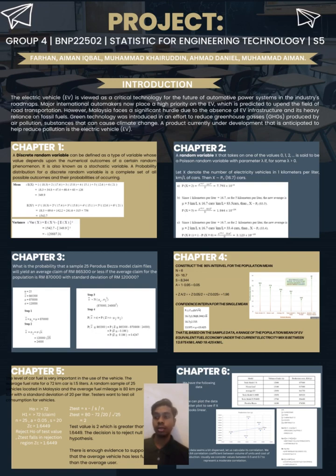For step 2, all the data that we get, we insert into the equation, and the result is that, based on the sample data, the range of the population mean of the EV equivalent fuel economy under the current electricity mix is between 13.975 km per liter and 16.425 km per liter. So that's all for me.